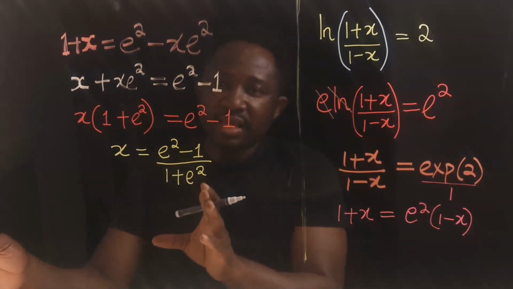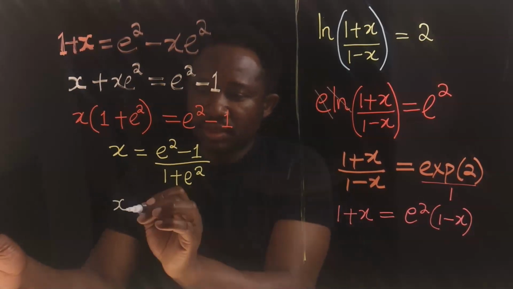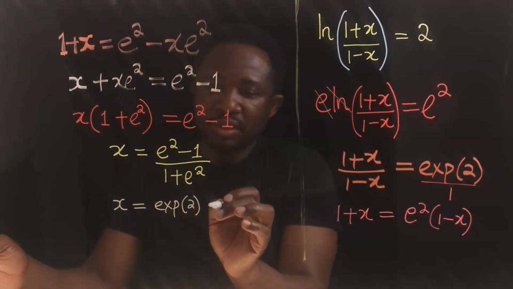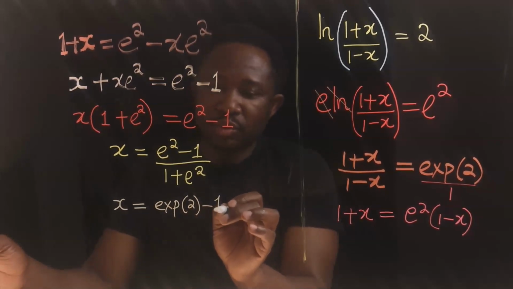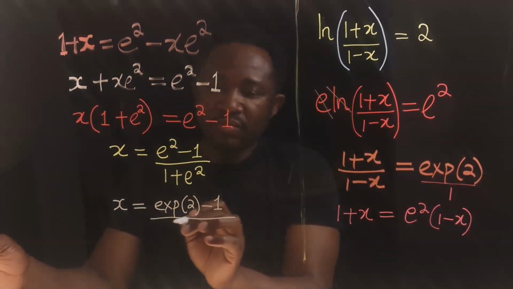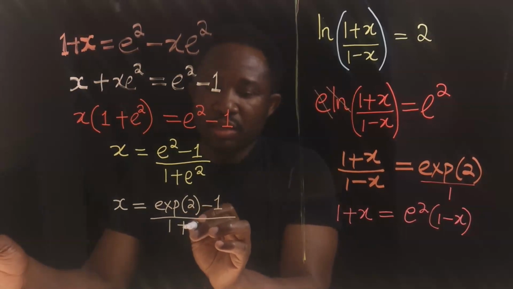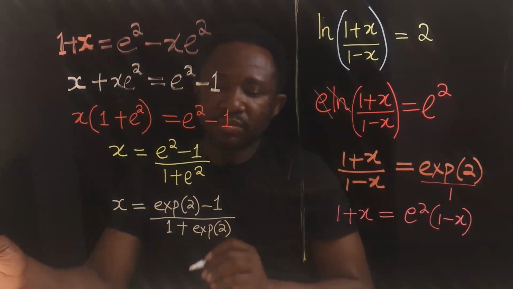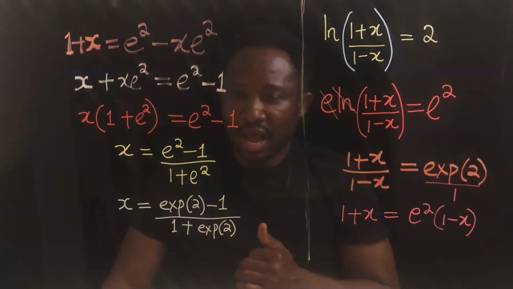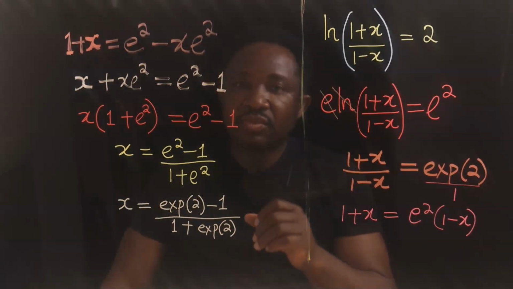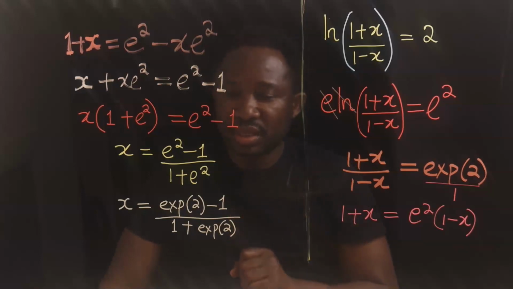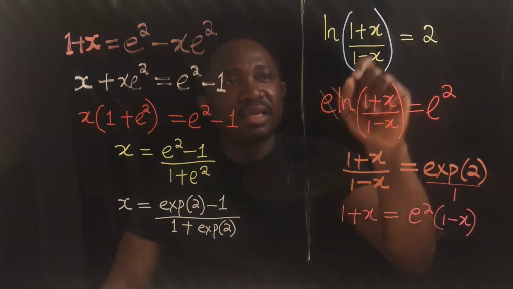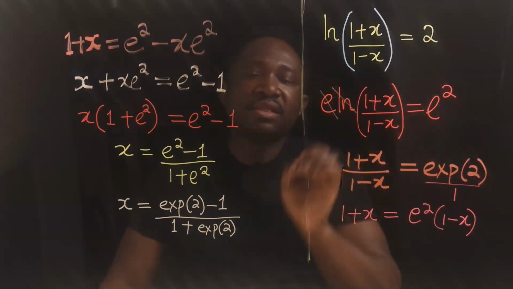We can rewrite this as x is exponential 2 minus 1, divided by 1 plus exponential 2. Both are the same, and this becomes our answer. We have succeeded to make x the subject in this equation.